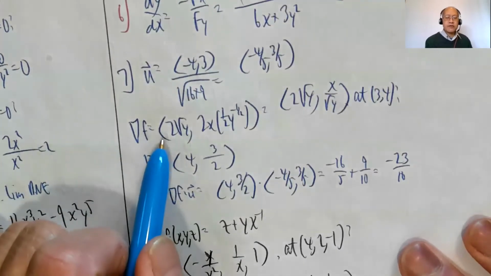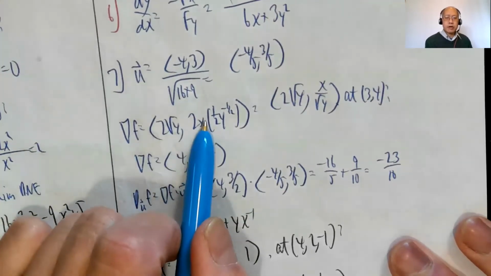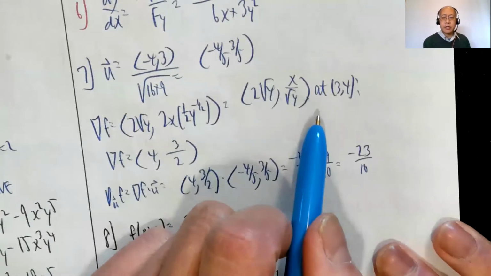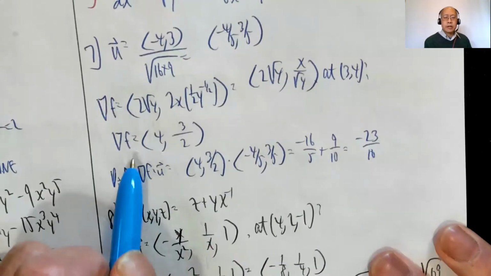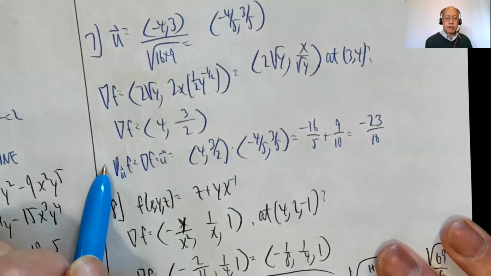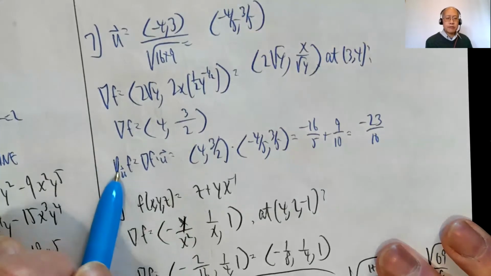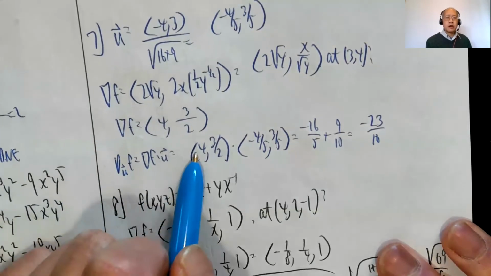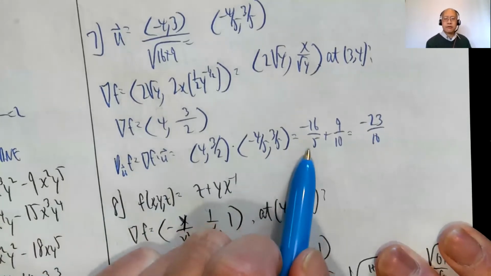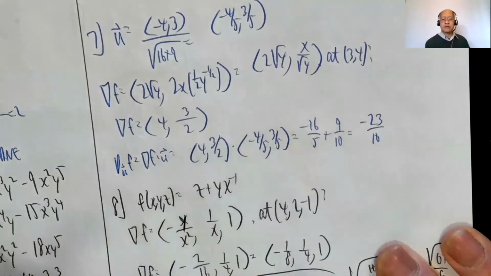The gradient vector del f is 2 radical y, 2x times 1/2 y to the negative half, or 2 radical y, x over radical y. Plug in (3, 4). Del f is 4 comma 3 over 2. So I take the dot product for the directional derivative. The derivative of f in the direction of u is del f dot u, (4, 3/2) dot (-4/5, 3/5). Negative 16 over 5 plus 9 over 10 comes out to be negative 23 over 10.